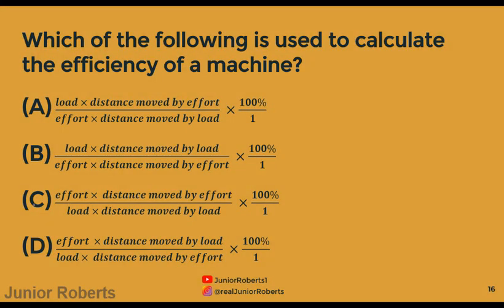Now this question says, which of the following is used to calculate the efficiency of a machine? The answer for this question is load times distance moved by load over the effort times the distance moved by the effort. So our answer is B.